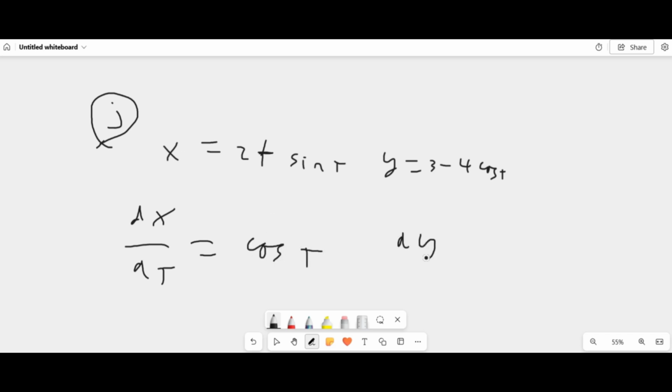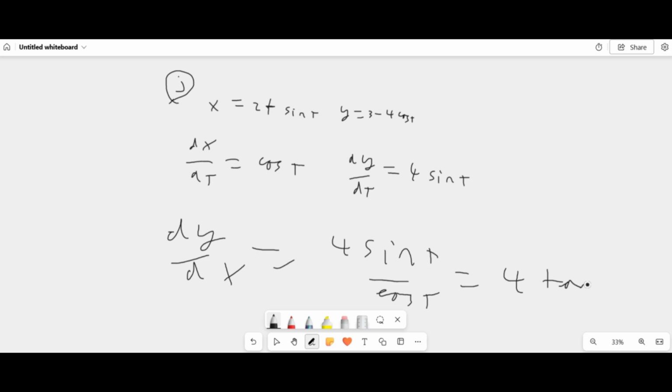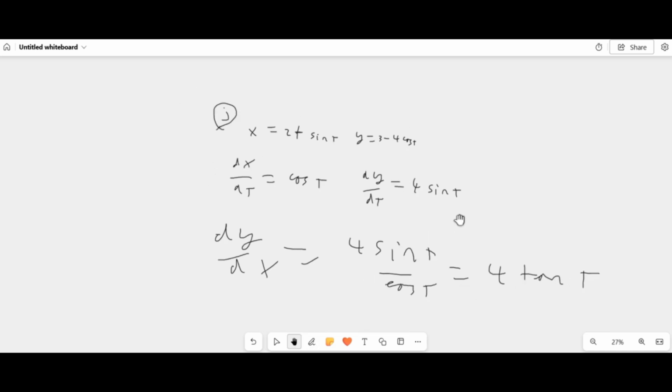Nice and easy. dy over dt is going to be minus 4 cos, and cos differentiates into minus sine. Minus minus is going to cancel. So it's just going to be 4 sin t here. Alright, dy over dx, you can see is a tan situation here. So we've got dy over dx going to be 4 sin t over cos t. Obviously, that's going to get you 4 tan t here.